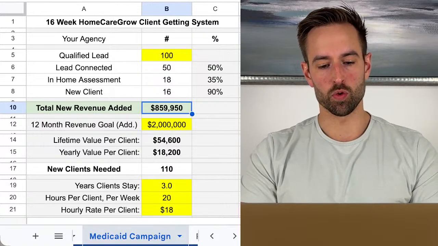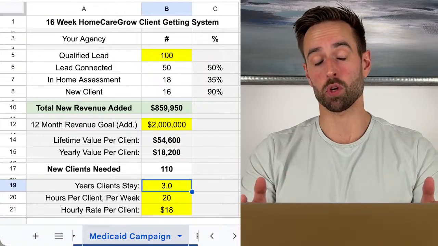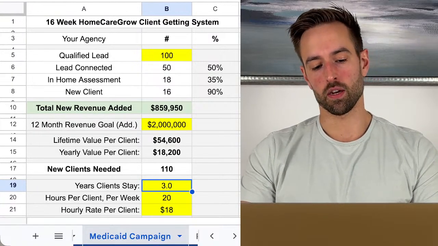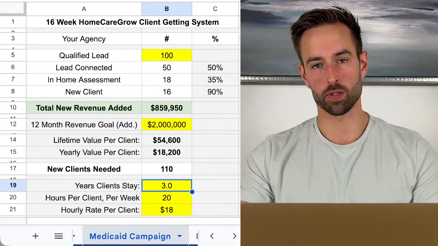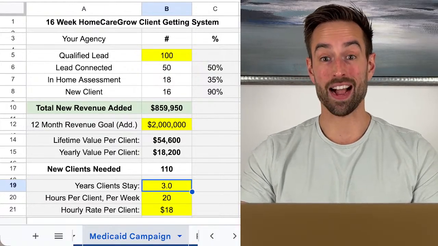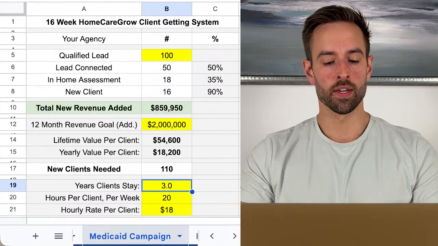Okay, let's go to Medicaid. So let's just assume that the agency we're talking about here can accept all three. So Medicaid, we usually see is going to range from 3 years all the way up to 6+. We have some agencies that it's 7 years on average. Now, these are agencies that have been around 21 plus years, so they have the data.